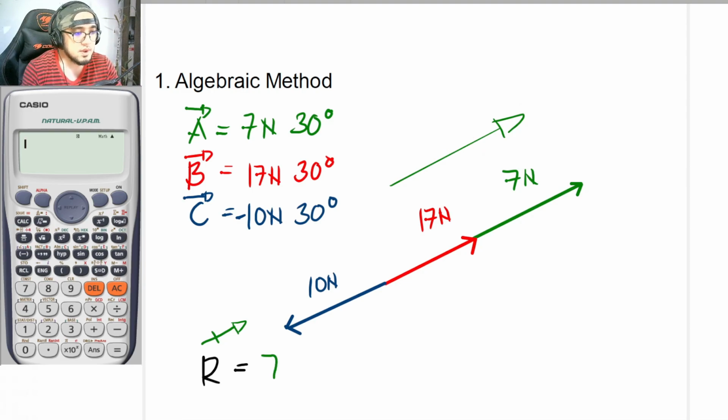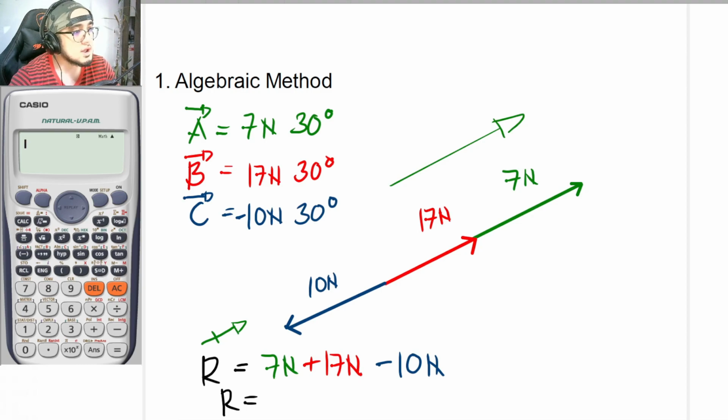Okay, so with that, this is equal to 7 newtons. Then I will be adding this, so plus 17 newtons. And since this is directed oppositely, this is negative 10 newtons. So my resultant is equal to, looking at the calculator to your left, 7 plus 17 minus 10. So that is equal to 14 newtons.